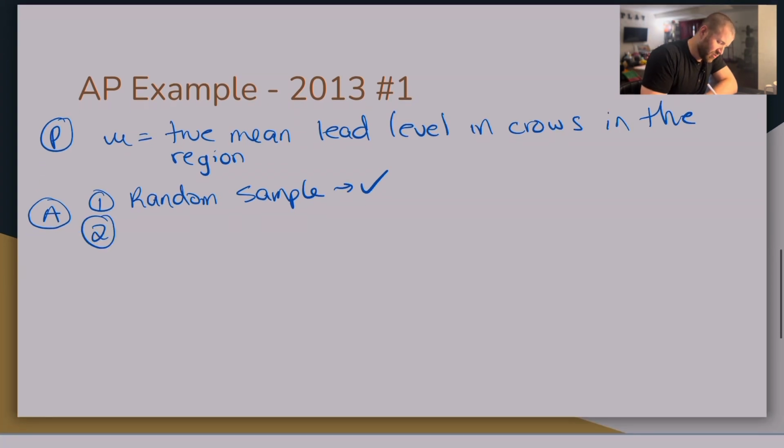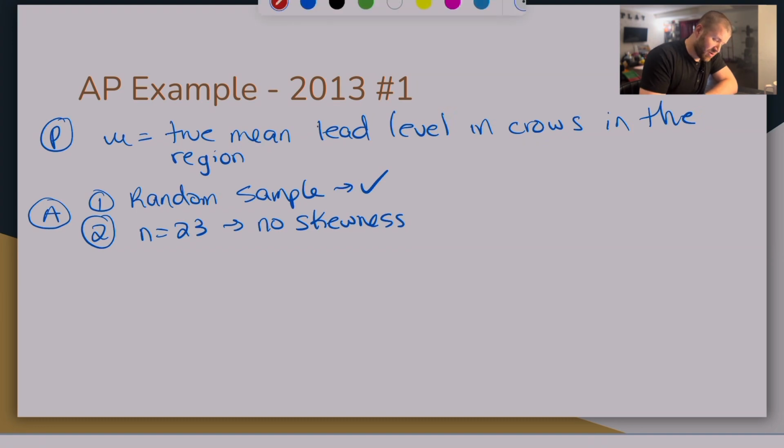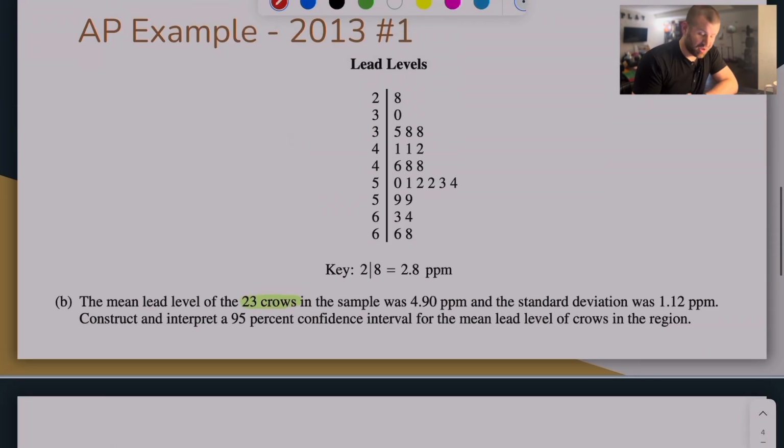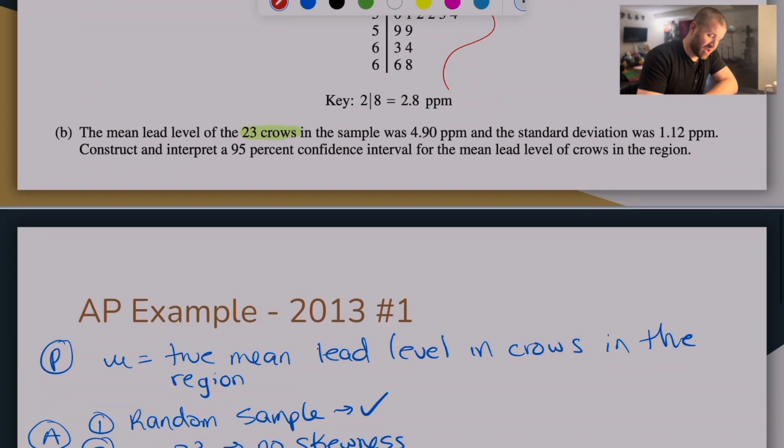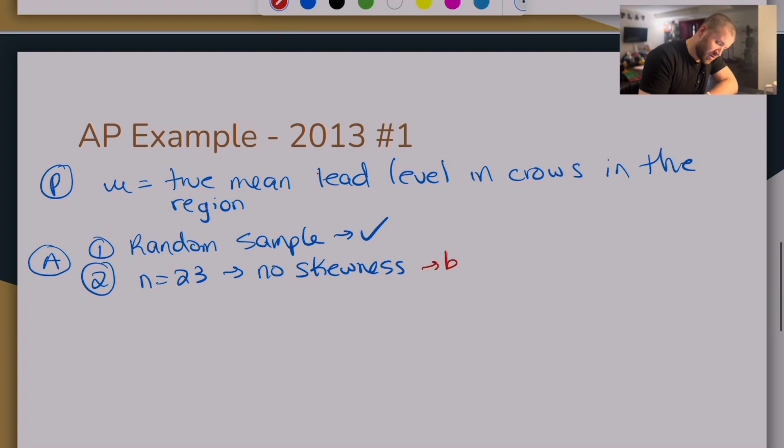And now for the second one, my n equals 23. So what I need is no skewness or outliers. What I have here is a stem plot. And looking at the stem plot, there does not appear to be any obvious outliers. So based on the stem plot, I'm good.